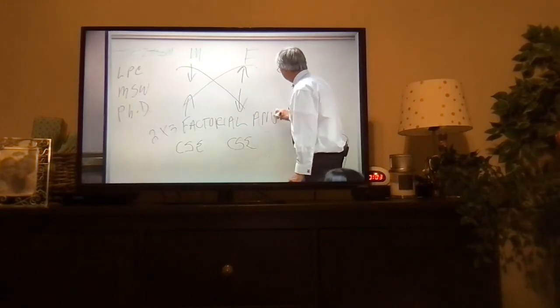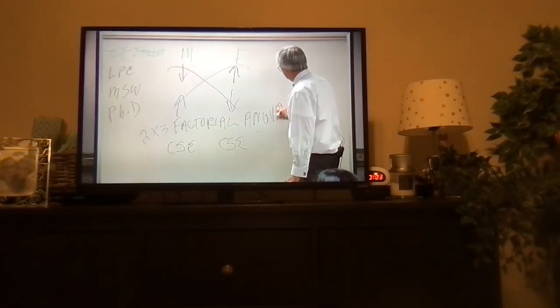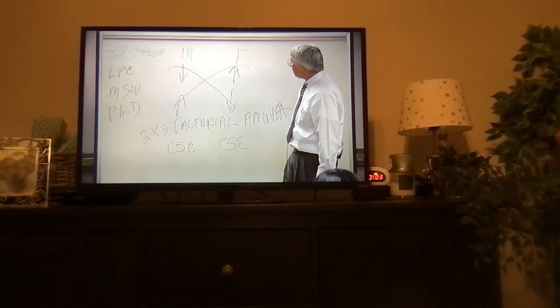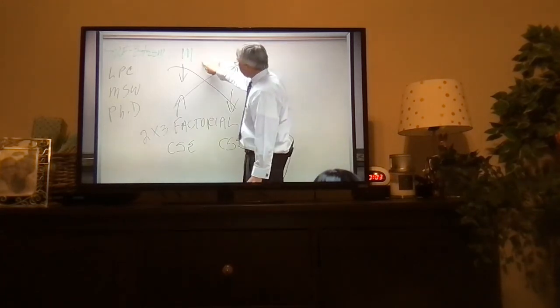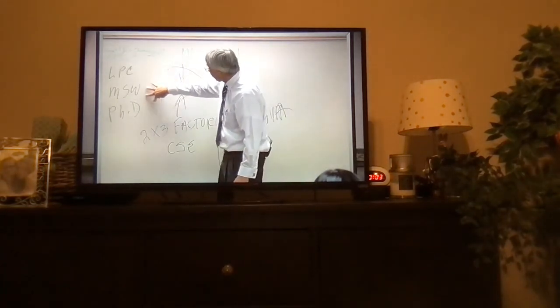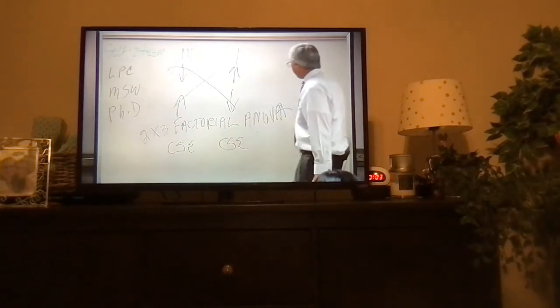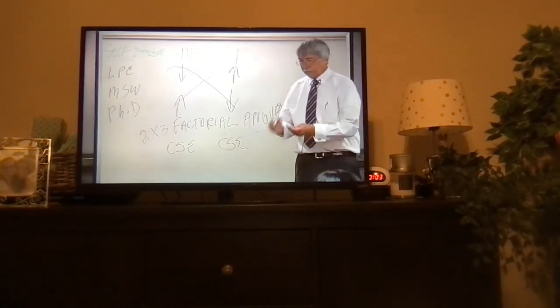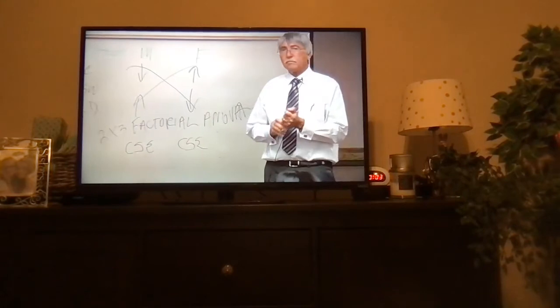I'm going to just say ANOVA here. A 2x3: one independent variable at 2 levels, one independent variable at 3 levels. So I have a 2x3 factorial analysis of variance.